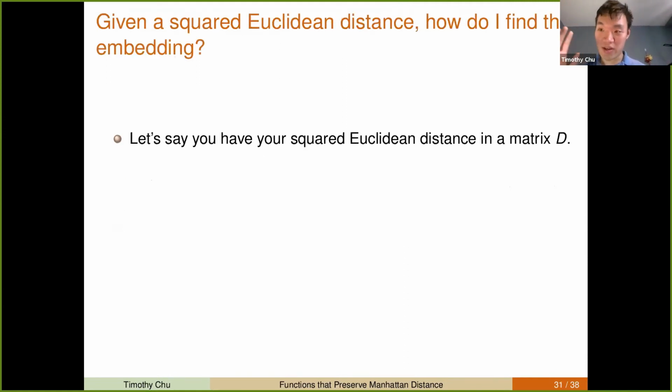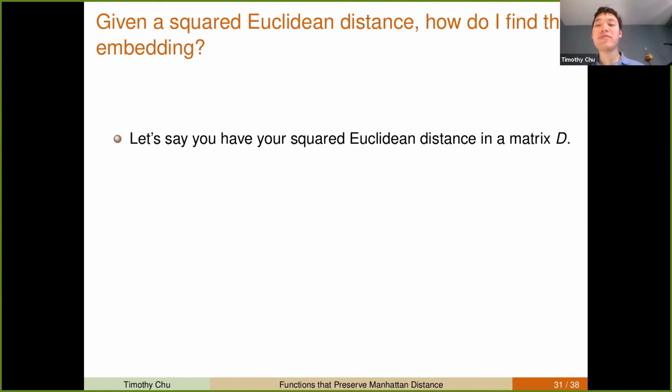Here, we're going to take a quick interlude. This is work that was known before. This is also work from Schoenberg in 1935. Very beautiful. Given a squared Euclidean distance, how do I actually find the points that realize that squared Euclidean distance? Right? I just give you a set of distances. How can I find points such that the n choose 2 distances between those points are the distances I want?